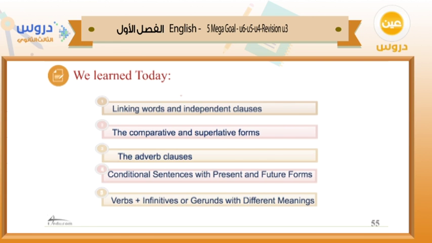So the last here, let's summarize what we learned today. Linking words and independent clauses, the comparative and superlative forms for short adjectives and long adjectives, the adverb clauses, which have 4 categories: purpose, reason, condition, and place, conditional sentences with present and future forms, if they are present facts or future facts, or may and might, and verbs plus infinitive or gerund with different meanings. There are different meanings for the same verb with infinitive or gerund, and also we talked about the passive form for the infinitive and the gerund.